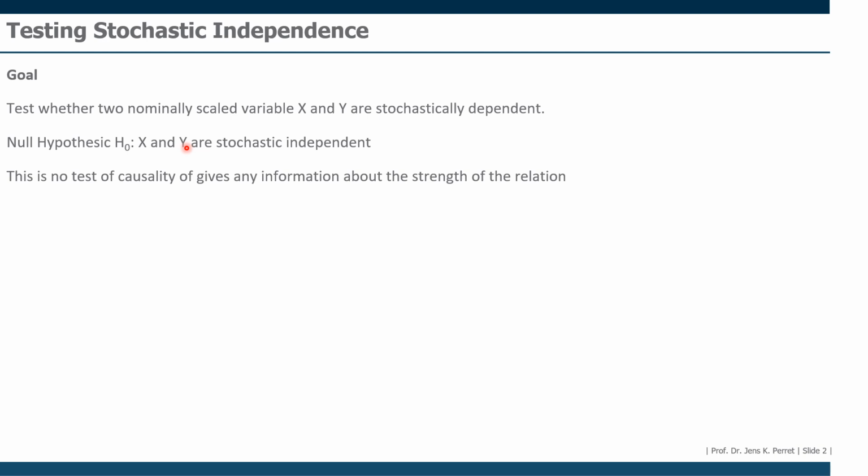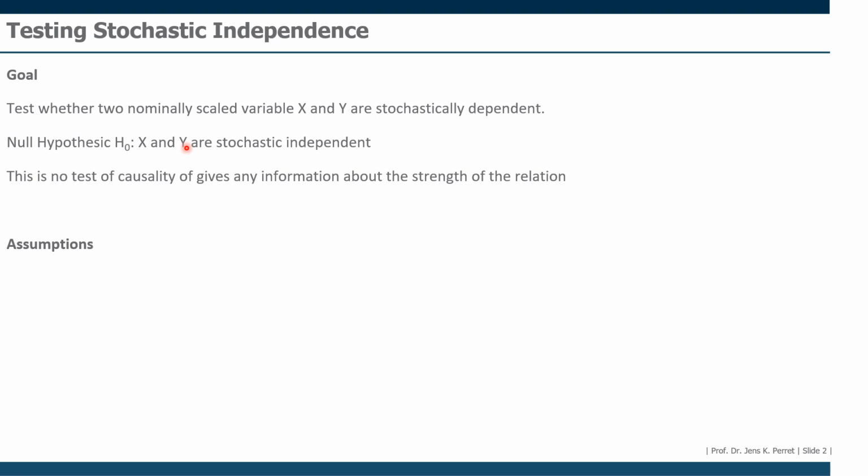Similar to all the other tests, it's not a test of causality. It just gives us an idea about the strength of the relation. So whether there is a relation in one way or another between the variables. I said one way or another because it also does not tell us anything about the direction of the relation. That's the important part to remember, whereas correlation coefficients of any type tell you something about the strength and the direction. Chi-squared statistic tells you only something about the strength but nothing about the direction because, well, it's nominally scaled variables. They do not have any direction.